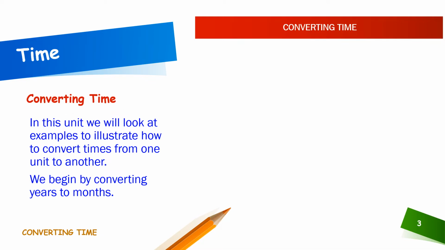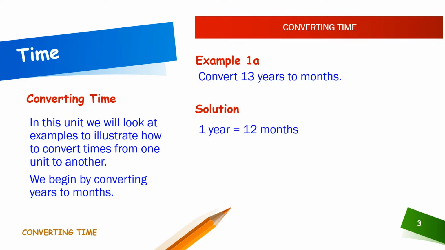Let's take a look at our first example. Convert 13 years to months. Pause the video and have a go. Press play when you're ready to view the solutions. So let's solve this. Now 1 year equals 12 months. Therefore 13 years equals 13 times 12 months, which is equal to 156 months.